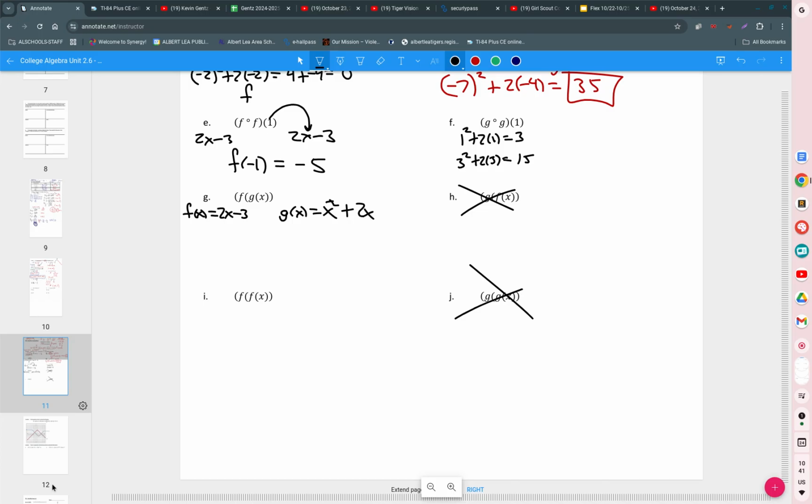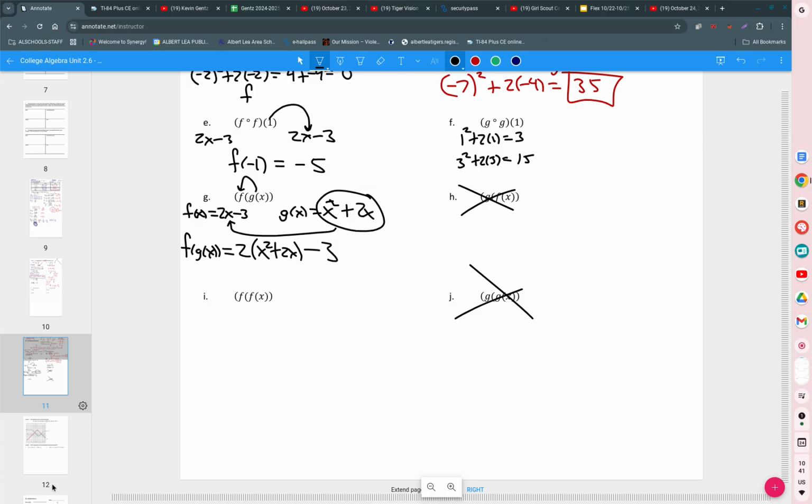So what I'm going to do is take g of x and plug it in for f. That means instead of plugging a number in for x, I take this whole expression and plug it in for x. And when I do that, I get f of g of x is equal to 2 times the quantity x squared plus 2x, minus 3.